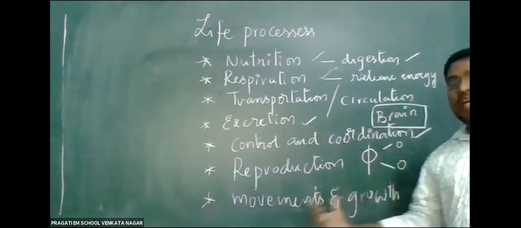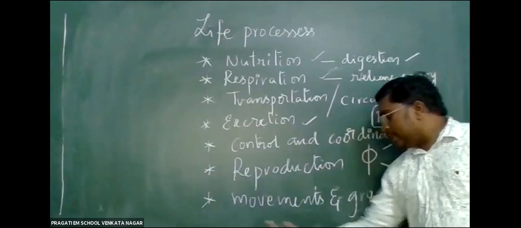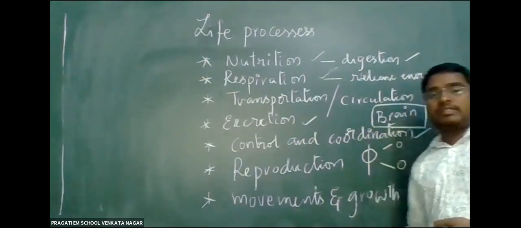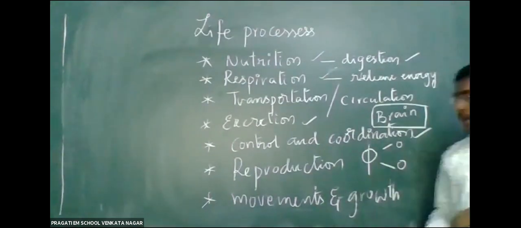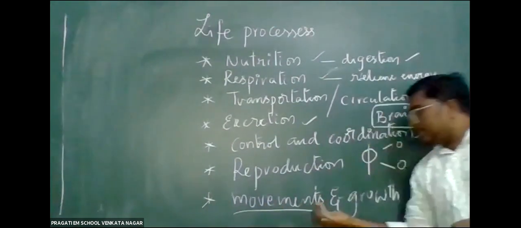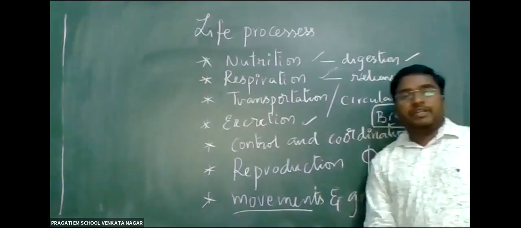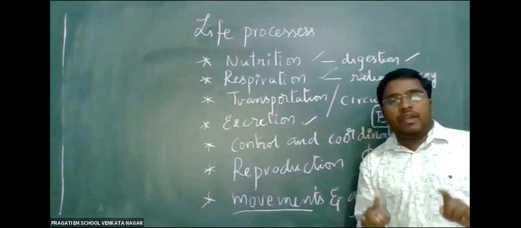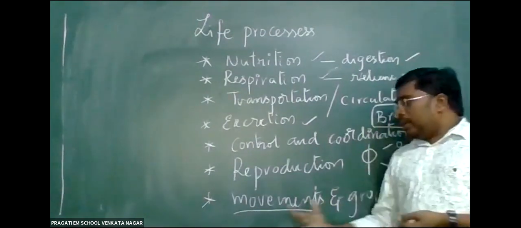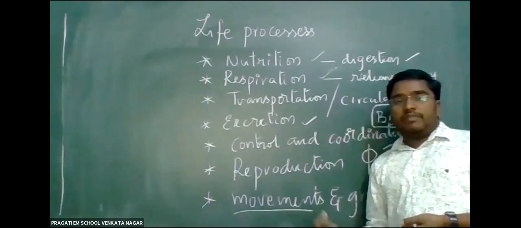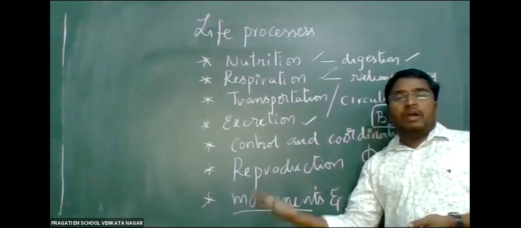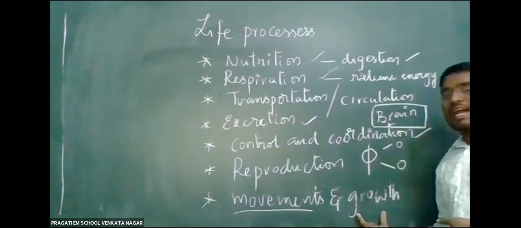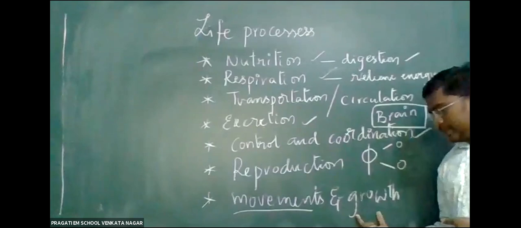And the last one is movements and growth. These are also basic life processes in living organisms. Here, movements are carried out with the help of the skeletal system. It is a framework of the living organisms, isn't it? In that framework, we move from one place to another. Growth is also one of the characteristics of living things.